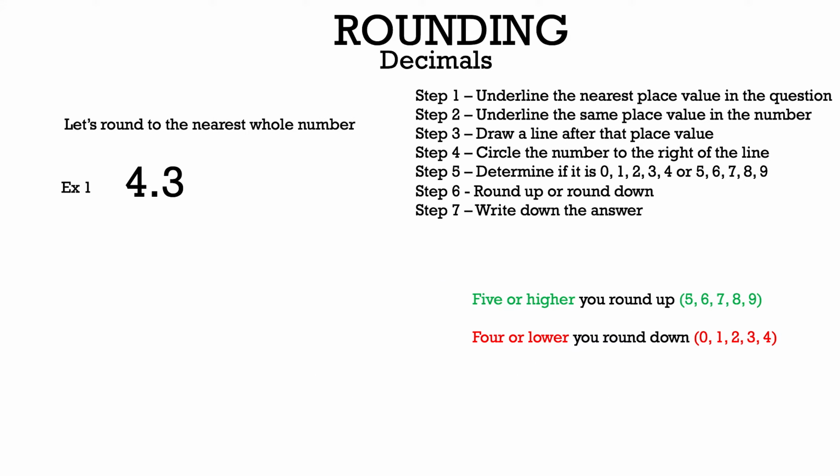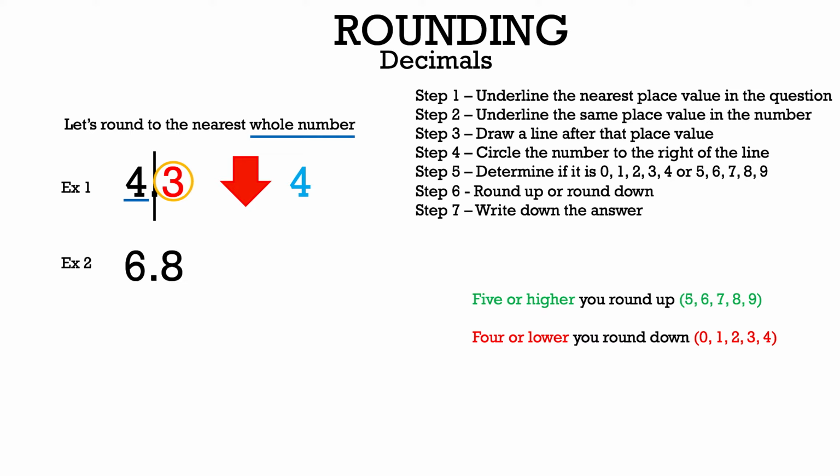So let's go over how to round to the nearest whole number. We're going to underline the whole number in the question. We're going to underline the whole number in the number, which is 4. Draw my vertical line, circle my 3. As you can hopefully see, 3 is 4 or lower, so then you can round it down. And my answer is not 4.0 because a whole number doesn't have any decimals. So my actual answer is 4.